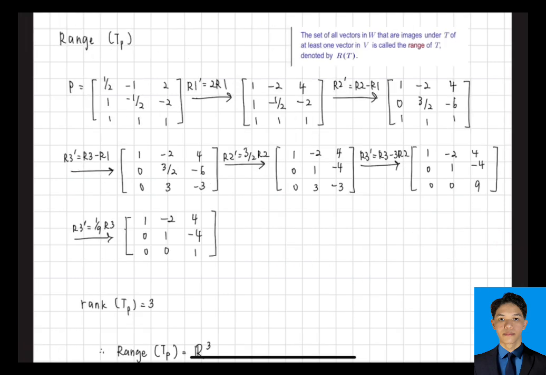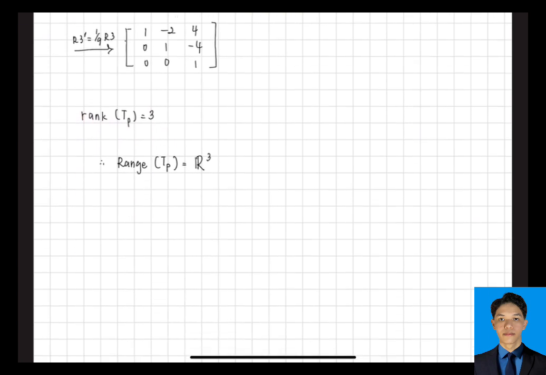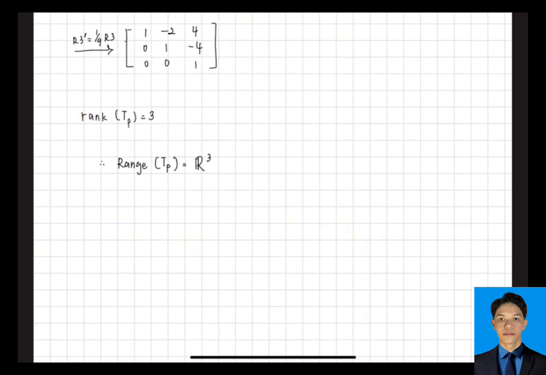Next, we are going to find the range of TP. Range says that the set of all vectors in W that are images under T of at least one vector in V is called the range of T, denoted by R(T). So, to search for the range of TP, we are going to do RREF as well. It's the same as the kernel one. And then we found that the rank of TP is equal to 3. Therefore, the range of TP is equal to R cubed.